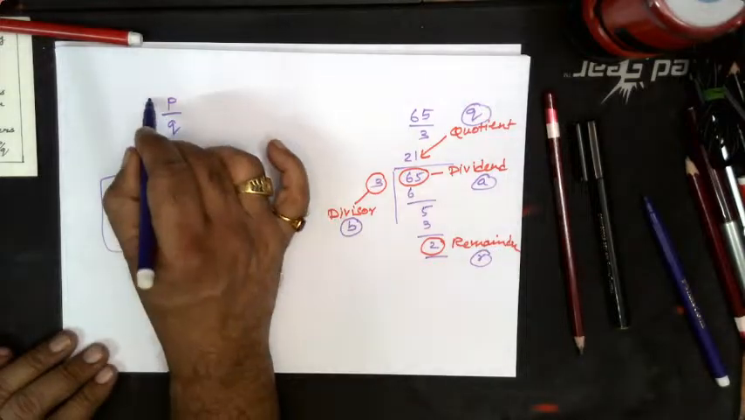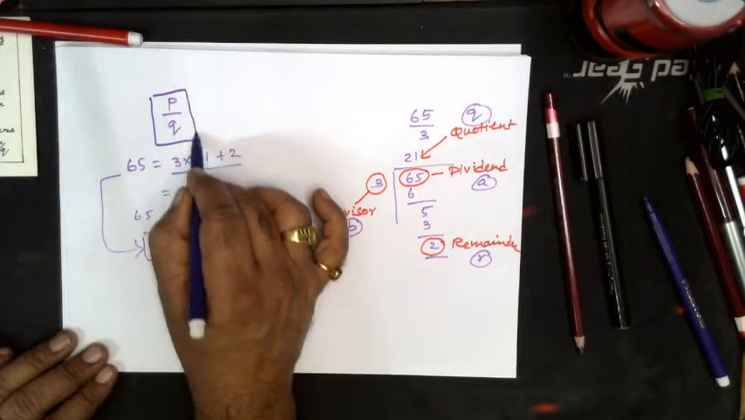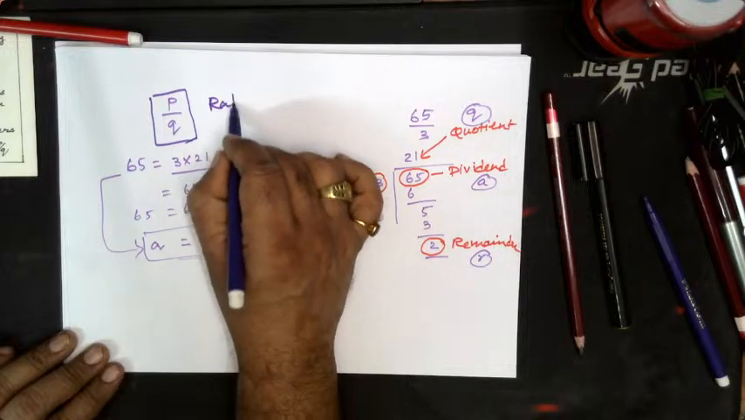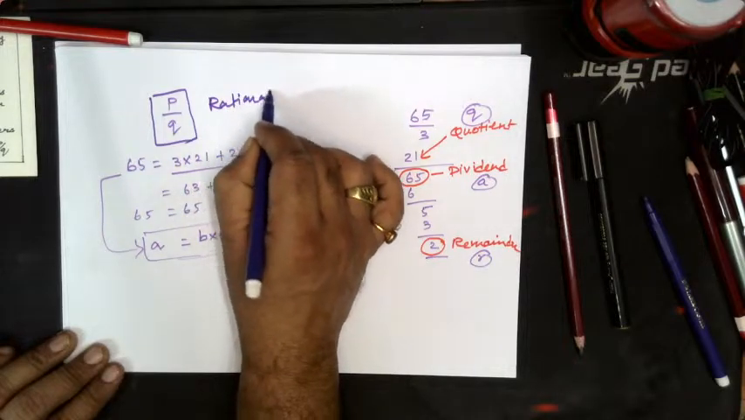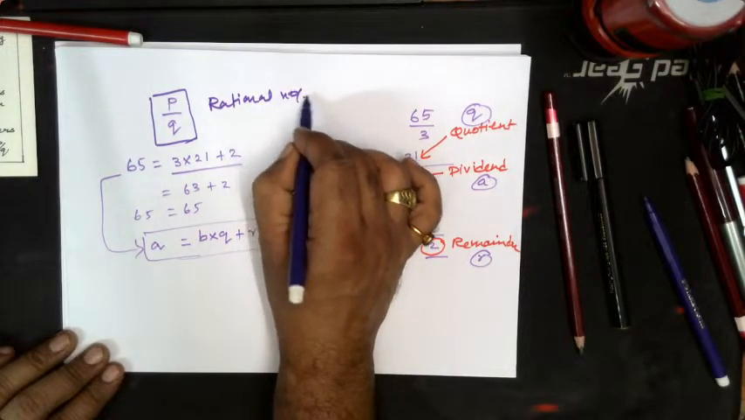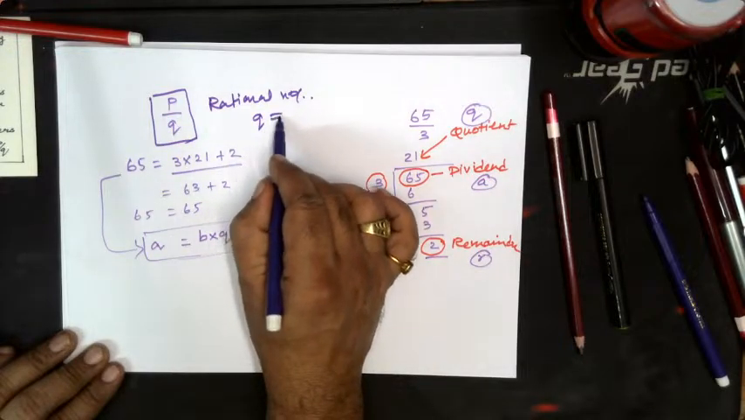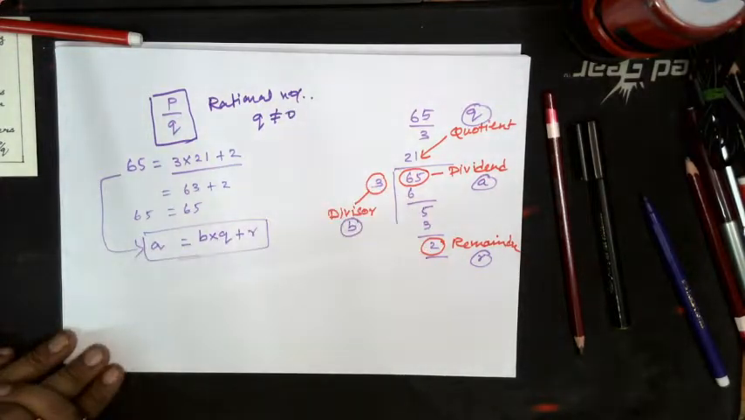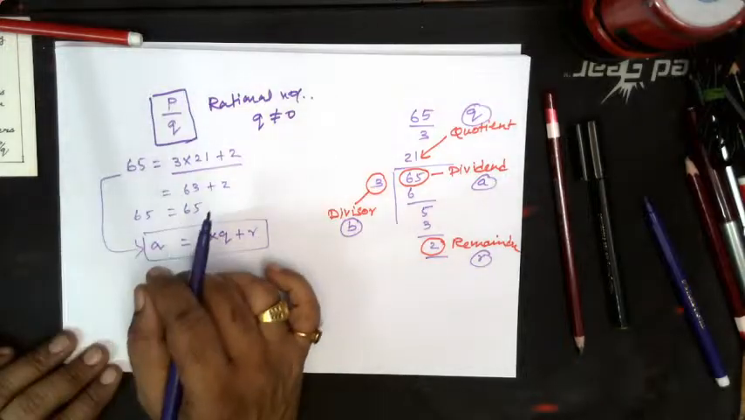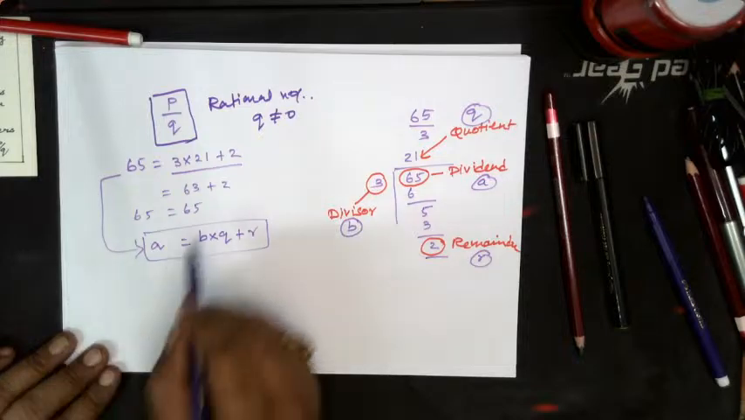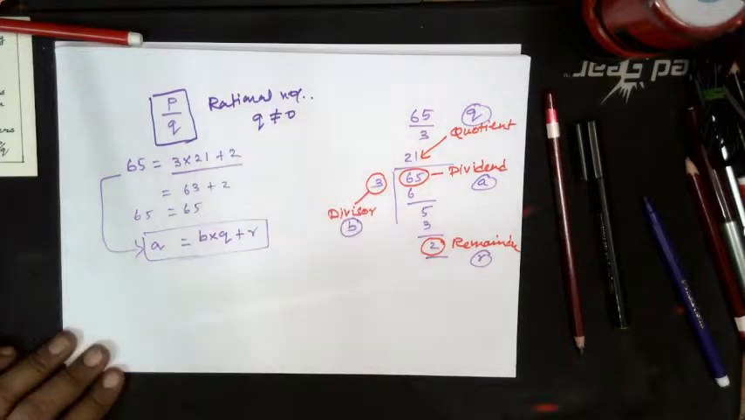And P by Q is the rational number. And what is the condition? This is the rational number format. The condition is Q is not equal to 0. Otherwise, what will happen when you put P by 0? It becomes infinity. Okay? So this is a rational number.